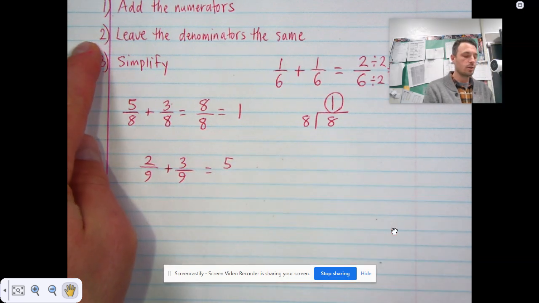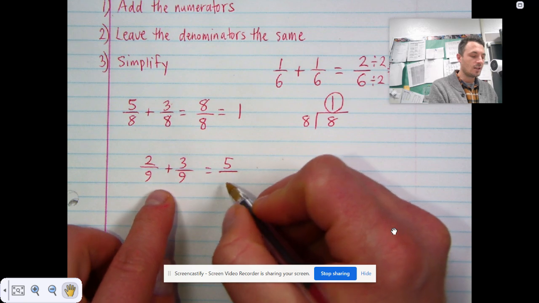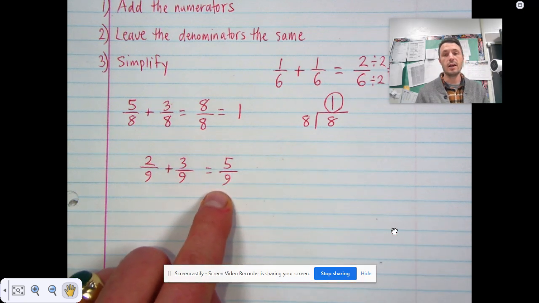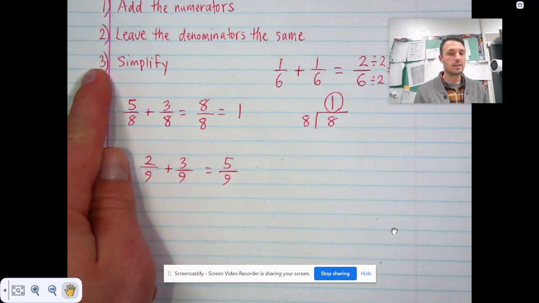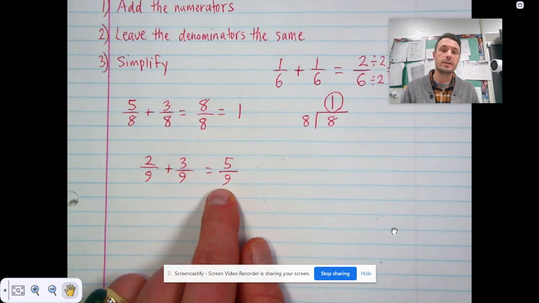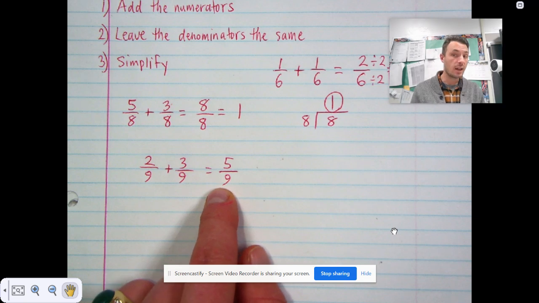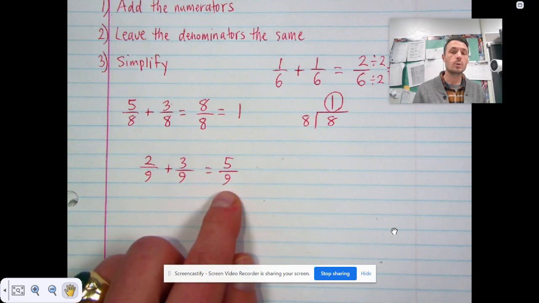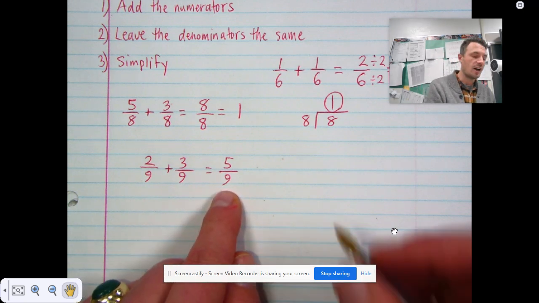Leave the denominator the same. The denominator stays 9. So the answer is 5/9. Step 3 is simplify. Now this is already in simplest form, but let's say you can't tell whether or not it's in simplest form. If you can't tell, just try to simplify it. And watch what happens when you try to simplify 5/9.